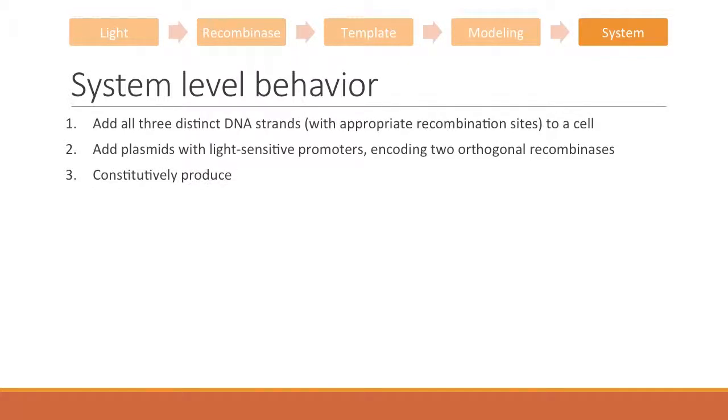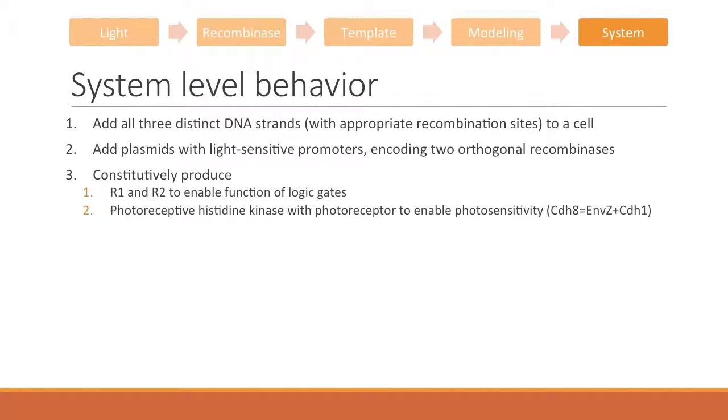We also need to constitutively produce certain things for this circuit to work. First, we need to produce R1 and R2 to enable the function of the logic gates. If you remember, that was one of our assumptions in analyzing the logic gates initially. This is what enables us to use inducers as the inputs. Second, we need to constitutively produce that photoreceptive kinase protein. That's what actually enables us to have this circuit respond to the presence of light.